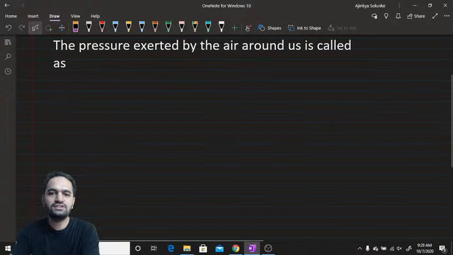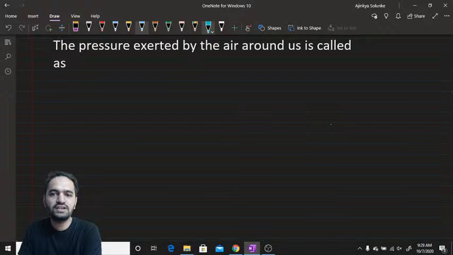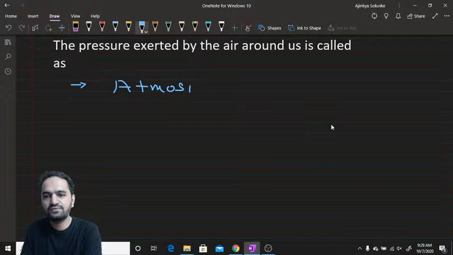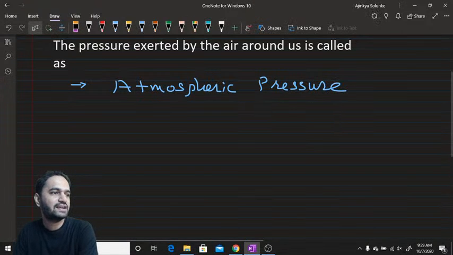Many of the students are giving correct answers. You can always give your answers in the chat box. So the answer is what? Atmospheric pressure. Exactly. You guessed it right. That is actually correct.